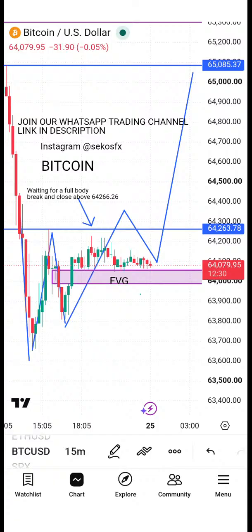We have been live for about, this is 1 hour 15 minutes, and Bitcoin has been just consolidating, moving up and down, up and down, up and down for the past 1 hour.